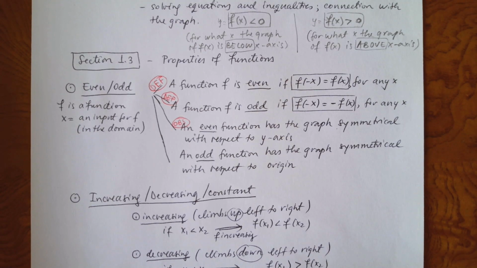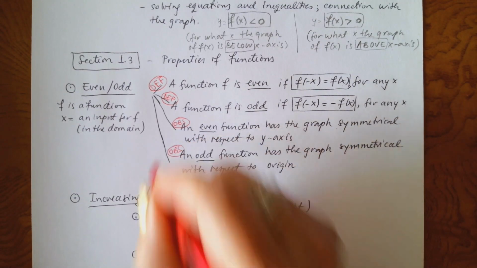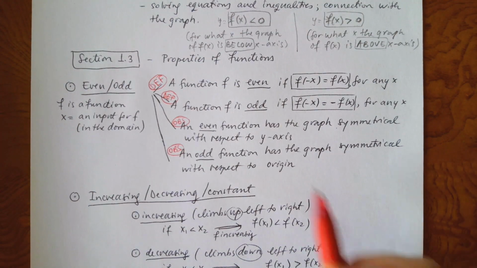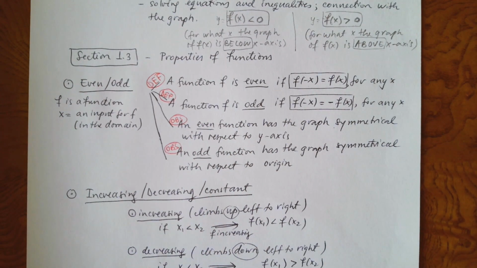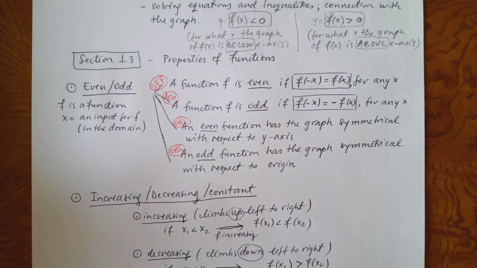So that's the even-odd properties. This is the observation: if a function has the graph symmetrical with respect to the origin, it means it's odd. So let's test that for some functions. I'm going to show you how to do them, and then I think I'm going to stop.